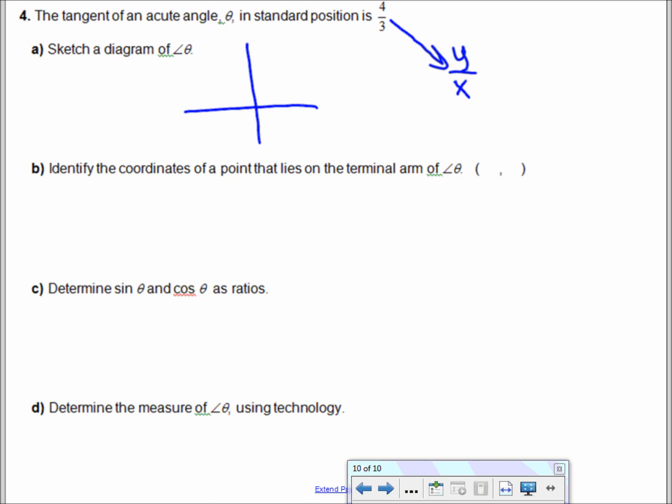So it's now asking us to sketch it. What I'm doing is I'm going, okay, well, it's up 4, it's over 3, so my terminal arm is approximately there, and that's my right angle triangle. Everyone agree with that? So again, all I did was get those values because I know that tan is y over x. So if the number is 4/3, I know my y is 4, and my x is 3. That's how I'm getting those numbers.